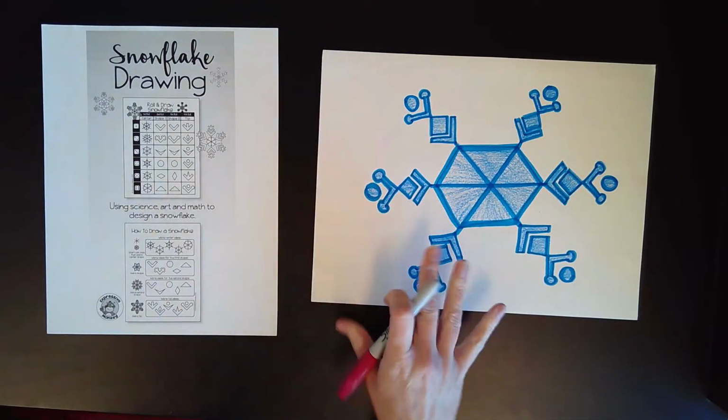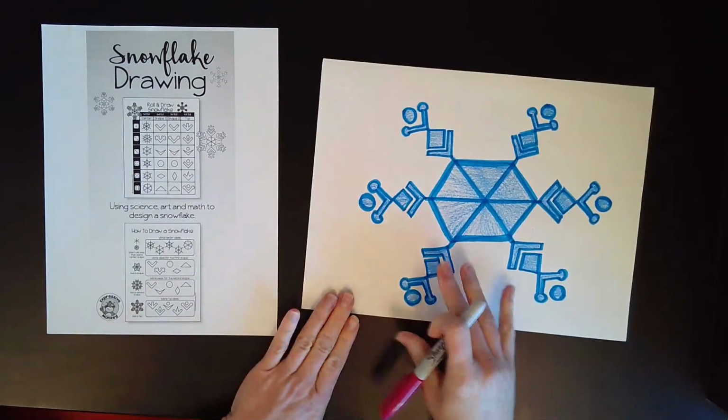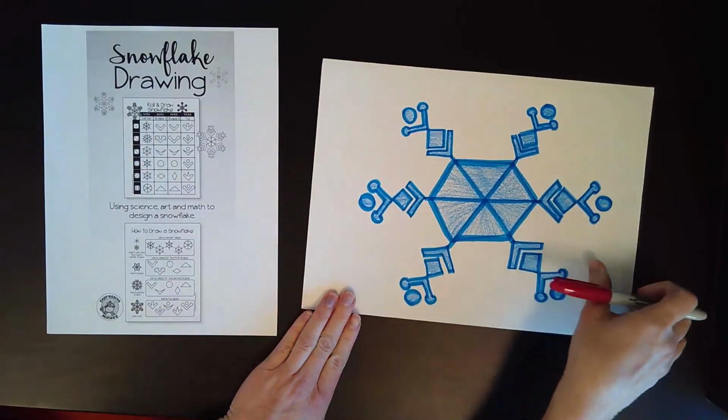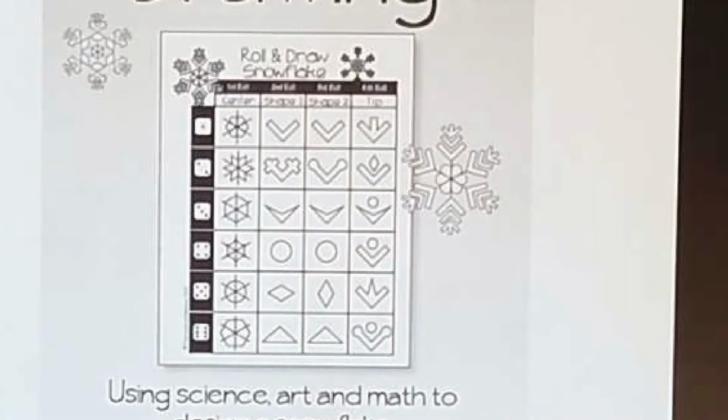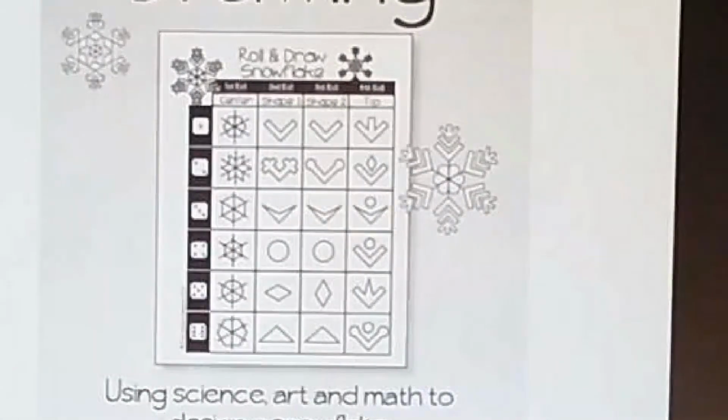Okay, so what we're going to be doing today, this is just an example of what our snowflake can look like, because we are going to be doing a roll and draw. So let's zoom in and see what our options are for our roll and draw. Let's see if I can make this a little bit clearer so we can see what we're looking at. Okay, awesome. So we are going to be doing a roll and draw.